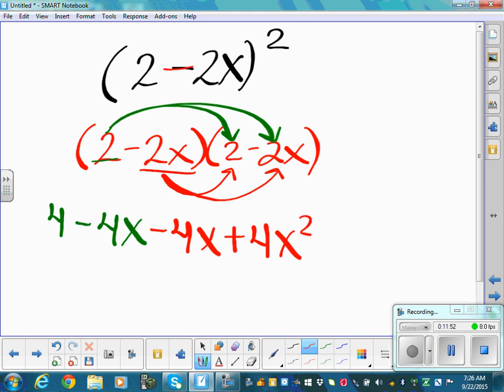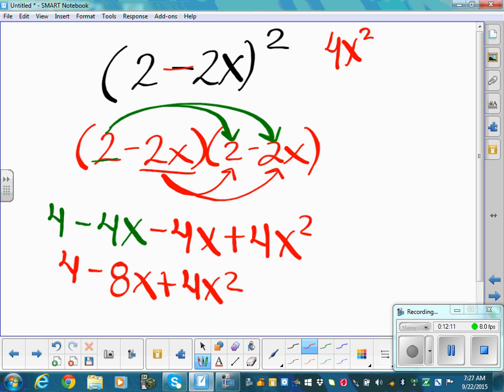Let's combine like terms before we put it in standard form. So we have 4, and then negative 4 minus 4 more is negative 8x's, and then plus 4x squared. So now we need to write it in standard form. You just flip it. So it was positive 4x squared, right? Yes. It needs to stay positive. Positive 4x squared. It was negative 8x.